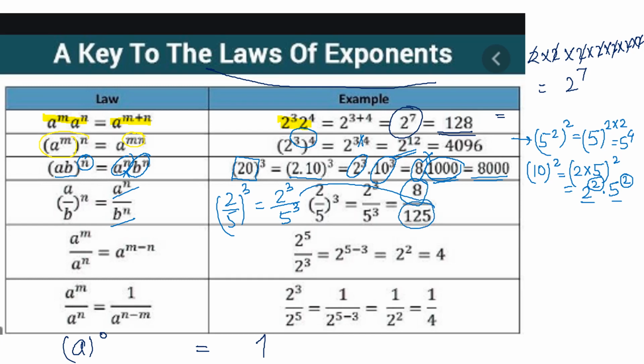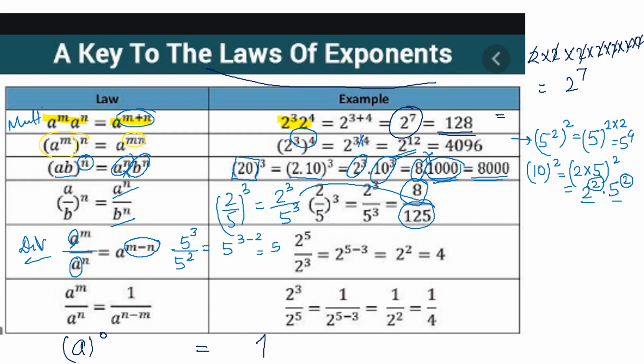Next, when the bases are same and the powers are different and division is happening, we subtract. For multiplication, powers were added. Can you see here? And for division, powers are subtracted. It can be done with an example. If I write 5 to the power 3 by 5 to the power 2, it will be solved as 5 to the power 3 minus 2, that is 5.